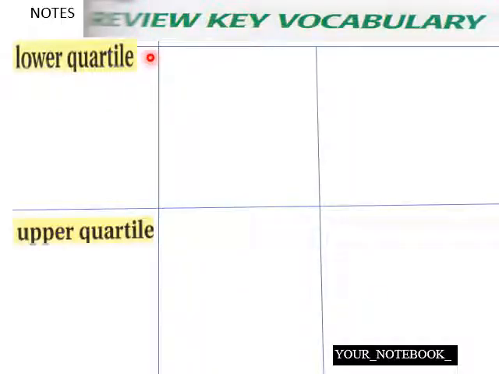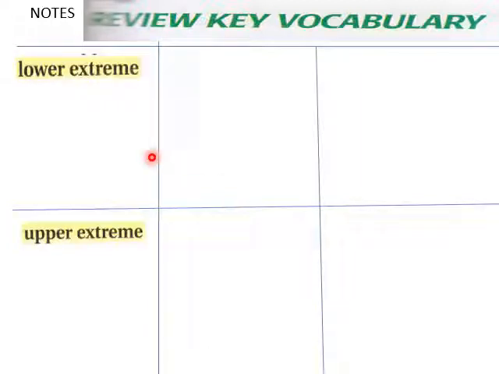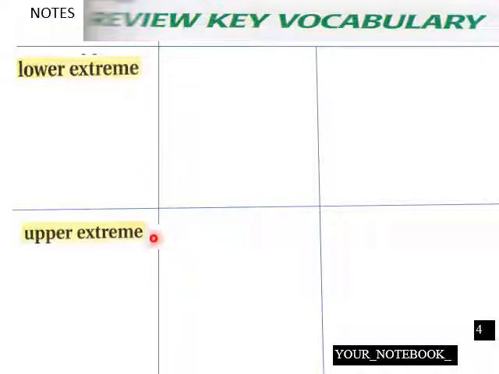Students, in your own words, define these terms and put it in your notebook, page 3, for lesson 11.2, and I'll check that on Friday. Upper quartile, lower quartile, lower extreme, upper extreme definitions in your notebook, 10 points. Page 4, 11.2 lesson in your notebook.